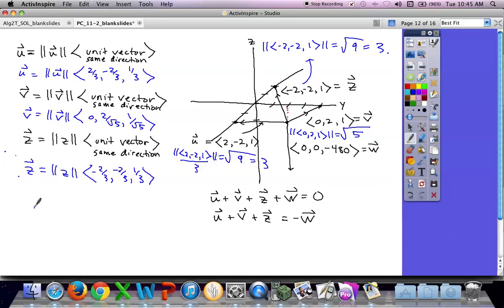Okay, and again, the w vector is 0, 0, negative 480. But when you move the w to the other side, now it's a negative w. What will negative w be equal to? 0, 0, positive 480, right? So now we need to set up an equation where we're adding these three vectors together and making it equal to that. And that's what we're going to do on the next slide.